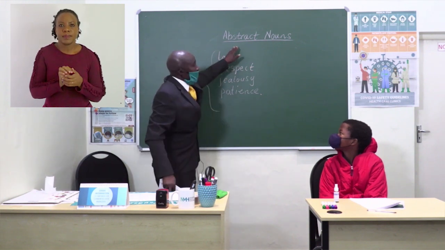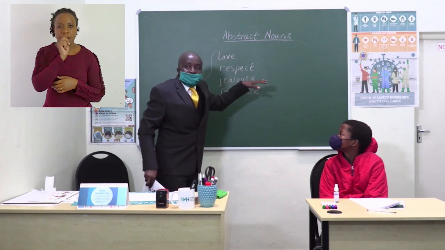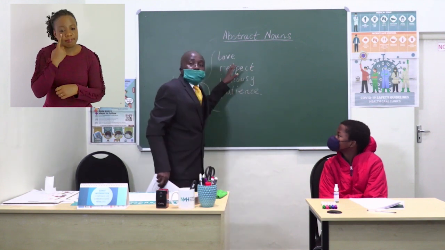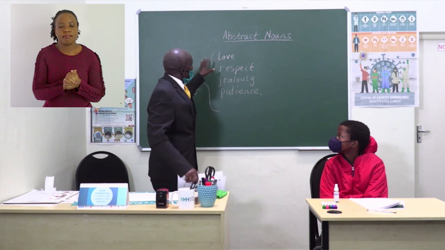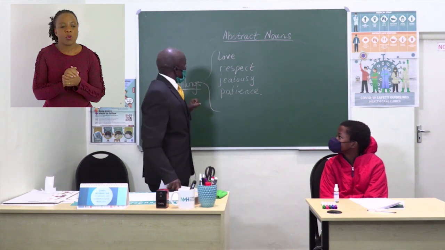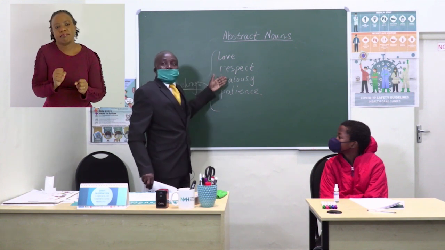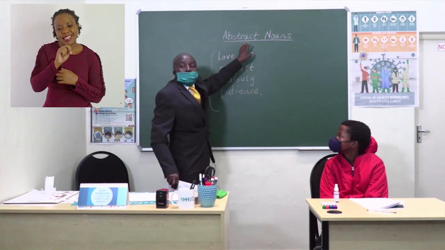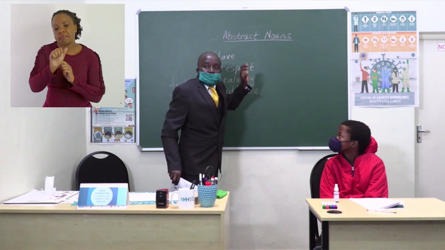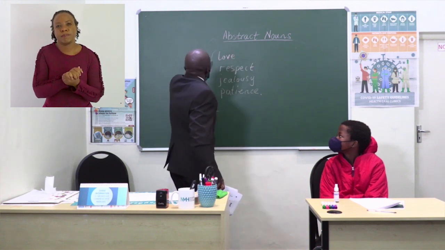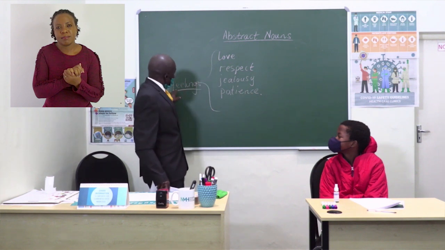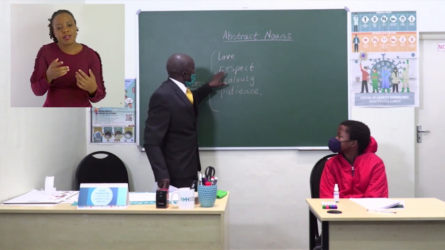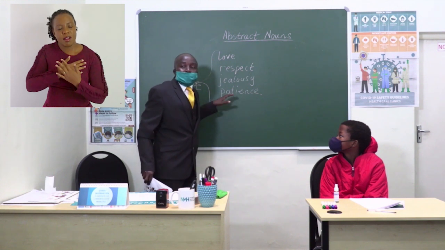Right. We said an abstract noun, you cannot touch, you cannot taste, you cannot see it, or even hold it. So what it means is the 5 senses that we have do not have anything to do with the abstract nouns. All right, abstract nouns do not appeal to the 5 senses. It has something to do with feelings. Examples that I've written here are love, respect, jealousy, and patience.